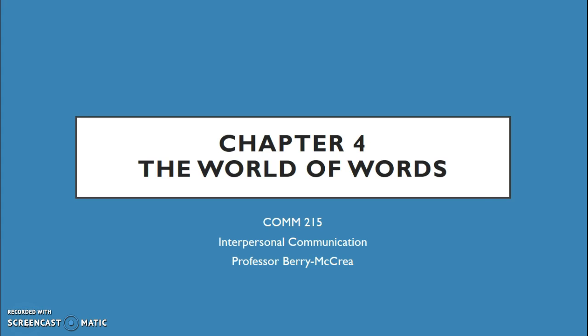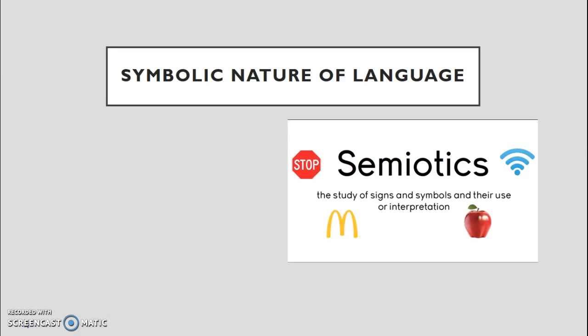And so this is building on what we've been talking about in chapters 1 through 3. So when we think about the symbolic nature of language, I think it's great for us to understand this through the study of semiotics, which is the study of signs and symbols and their use of and for interpretation. So it's important for us to remember that symbols are arbitrary. Symbols are also ambiguous, and symbols are abstract. And so when we think about words and symbols, all of these three areas apply.